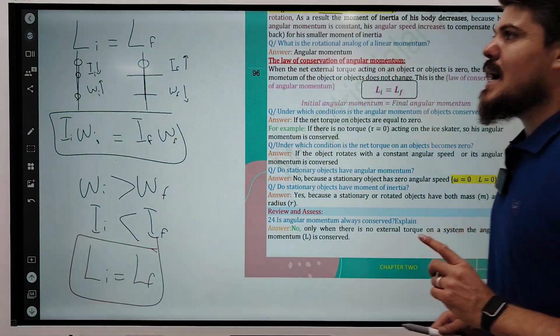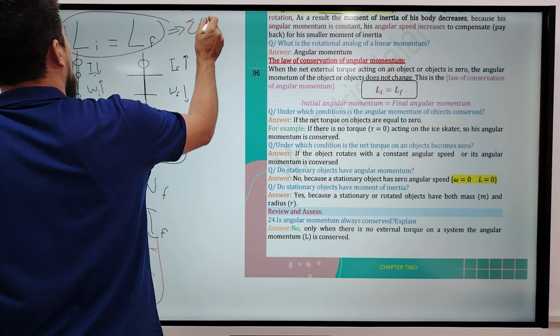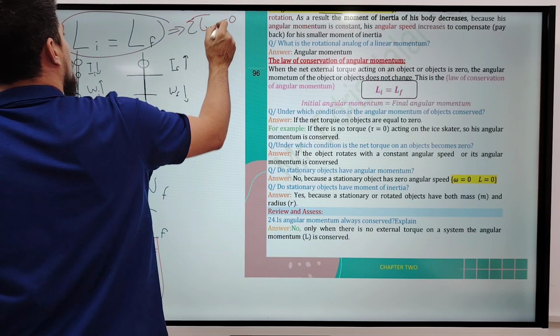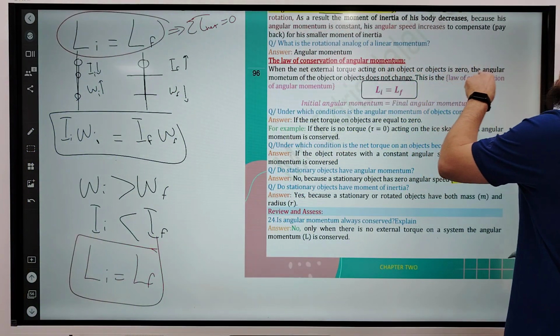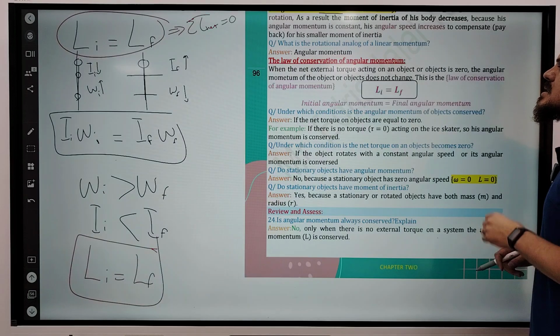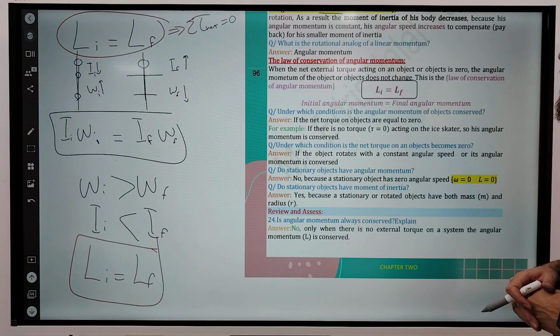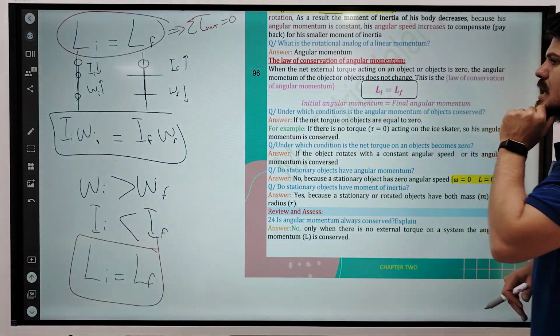When does L initial equal L final? When the net torque is equal to 0. When the net external torque acting on an object or objects is 0, the angular momentum of the object or objects doesn't change. This is the law of conservation of angular momentum. Initial angular momentum is equal to final angular momentum.